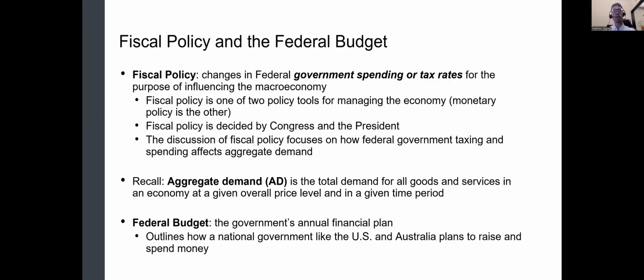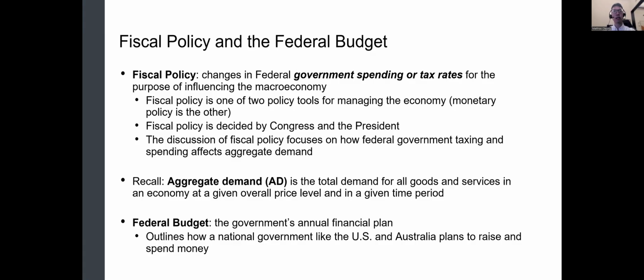Monetary policy is managed by the central bank and is the other type of policy, which will be covered in another lecture. Fiscal policy is normally decided by the US Congress and the US President in the United States. The discussion of fiscal policy focuses on how federal government taxing and spending affects aggregate demand. If you recall, aggregate demand is the total demand for all goods and services in the economy at a given overall price level and in a given time period.